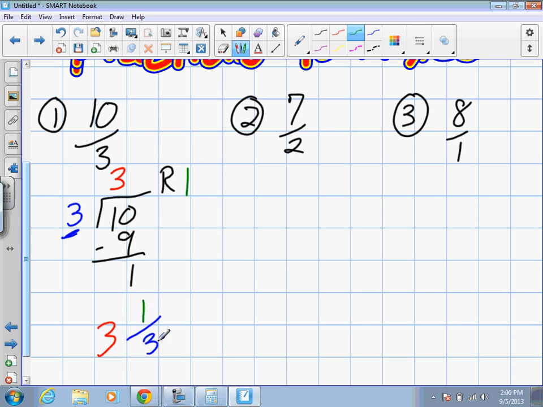That's a mixed fraction. These two fractions here are technically equivalent. 10 over 3 is the same as writing 3 and 1/3. They're the exact same thing. It's just we move between forms to make things simpler for ourselves.